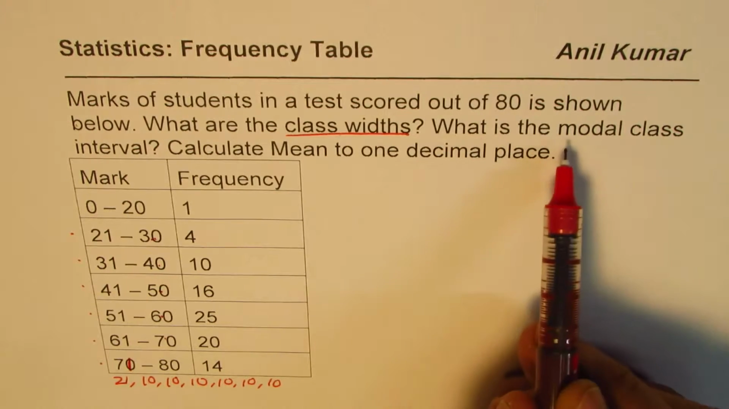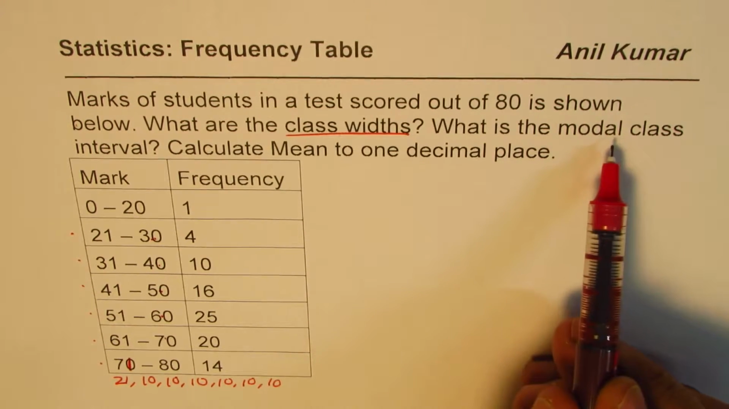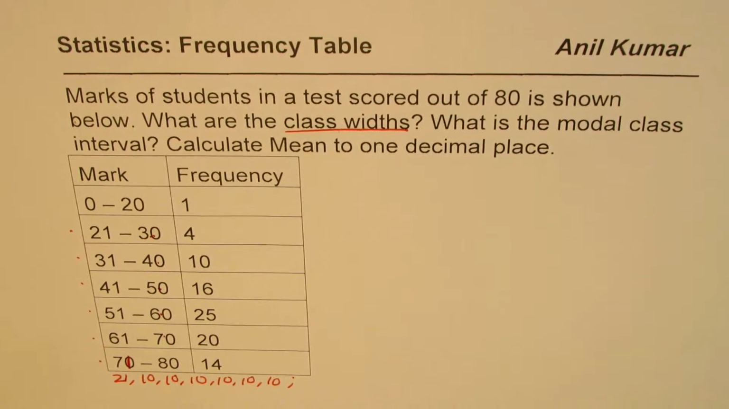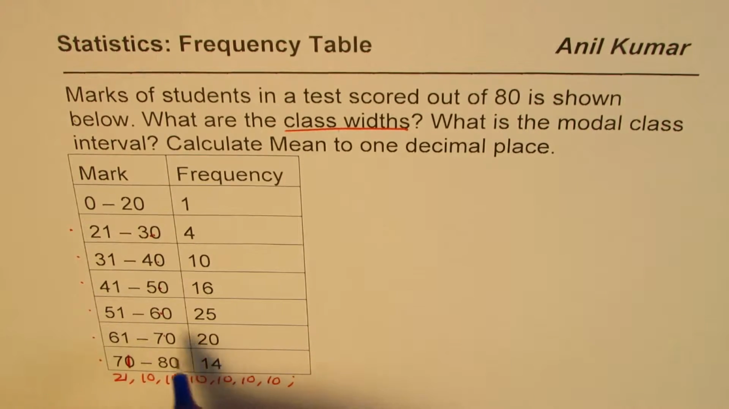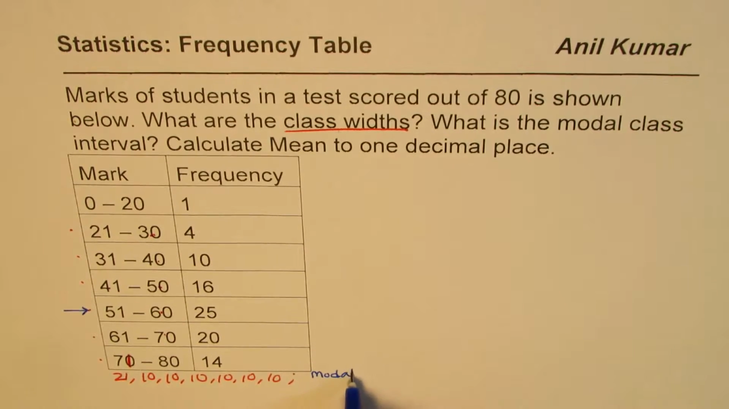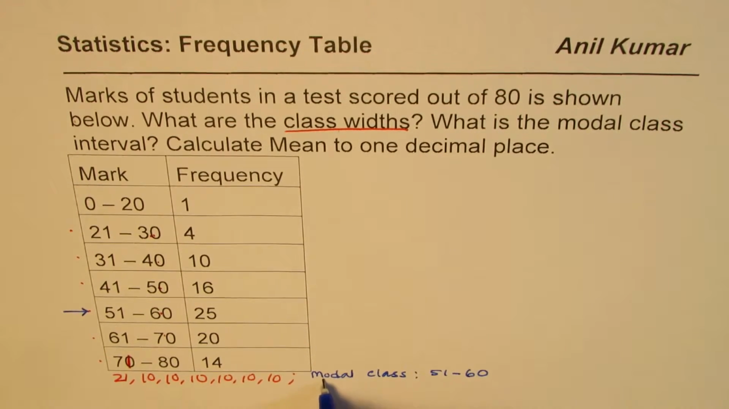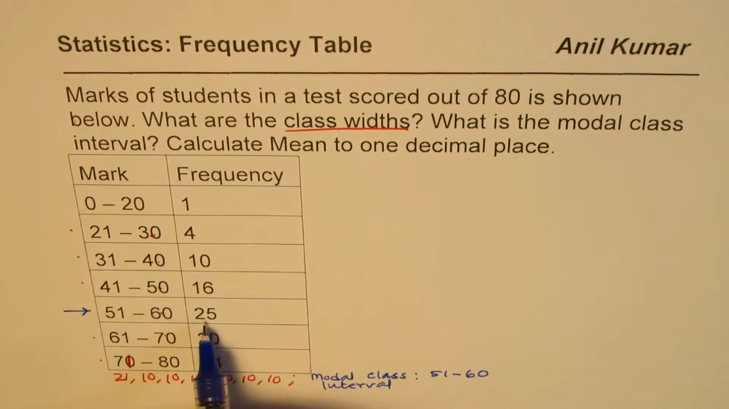It says, what is the modal class? Modal class means most frequent, right? So we got the first one, and now we will answer the second one, which is the modal class. Which is most frequent? The most frequent is definitely 25, easy to read from the table. So we say the modal class is this group, 51 to 60. That becomes the modal class interval, 51 to 60. That is the most frequent.